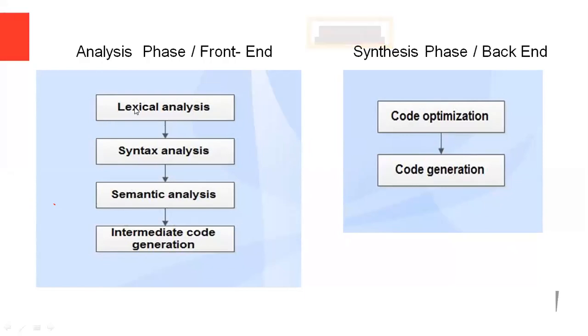These are converted into two phases, the analysis phase and the synthesis phase, which are also known as the front end and the back end. All of you know front end and back end. So we can develop a new compiler based on a particular requirement. We have all the phases. The front end is available for all the compilers, so we can change only the back end.